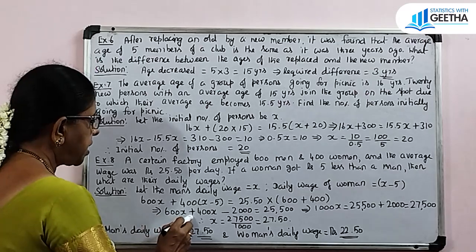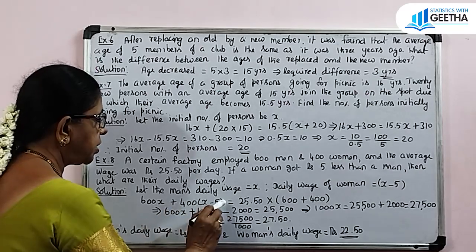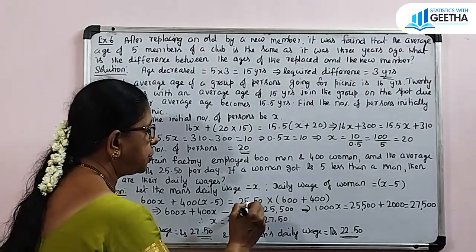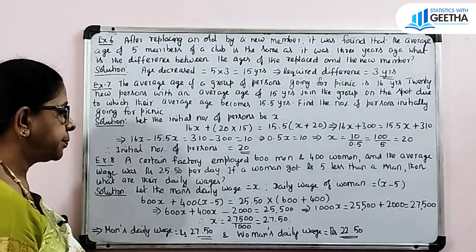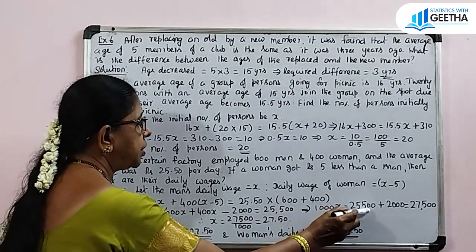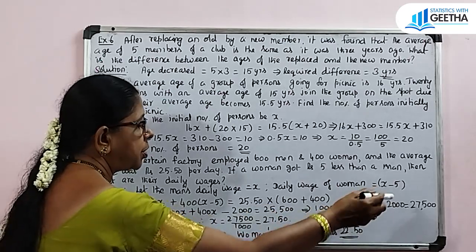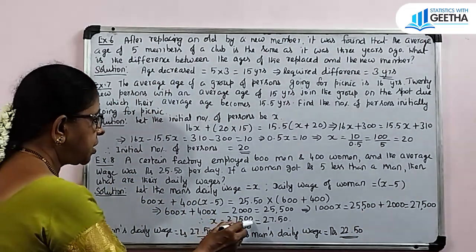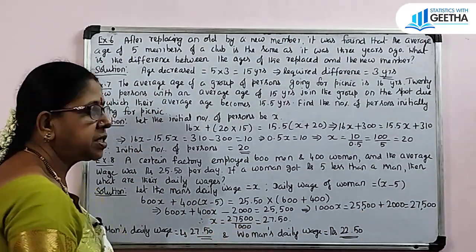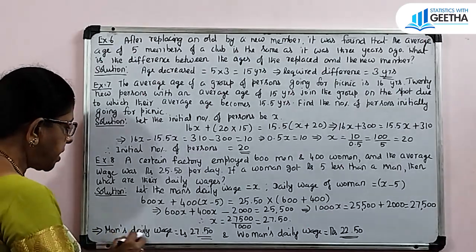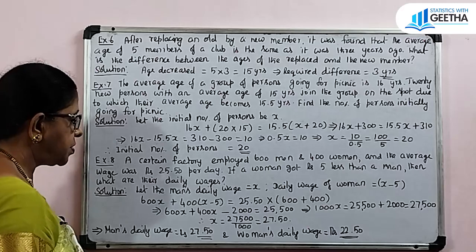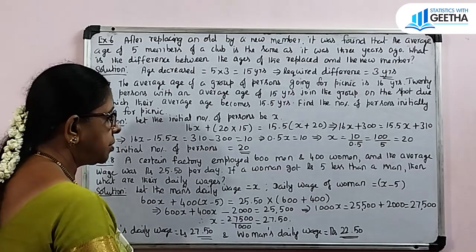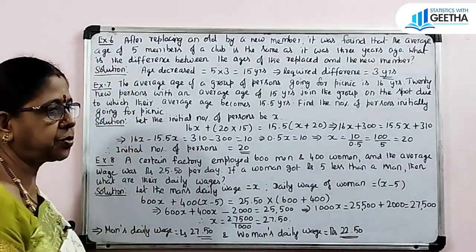அப்போ implies 600x plus 400x minus இந்த 400 into 5 வந்து 2000 equal to 25,500. இதை multiply, இது 1000 ஆயிரும், into 25.50 பண்ணா 25,500. That implies 1000x equal to 25,500 plus இந்த minus 2000 அங்க போனா plus 2000 ஆயிடும். That is 27,500. Therefore x equal to 27,500 divided by 1000, that is 27.50. That implies man's daily wage is rupees 27.50 and women's daily wage equal to, அதை விட 5 கழிக்கணும், 27.50 இருந்து minus 5 பண்ணா rupees 22.50.